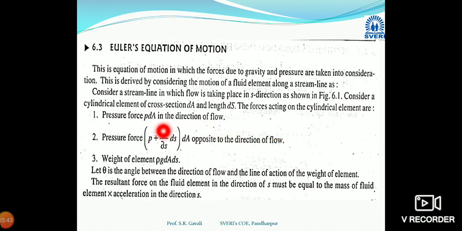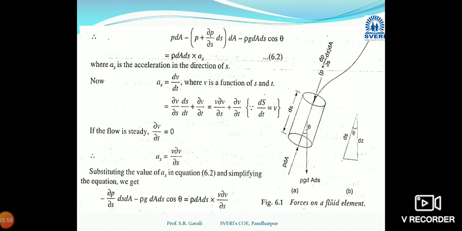Now here the forces are there. Pressure PdA in the direction of flow. Then pressure force (P plus ∂P/∂s ds) dA in the opposite direction of flow, and weight of the element is ρg dA ds, and its angle component is ρg dA ds cos θ only we are going to consider. Okay, then the resultant force acting.